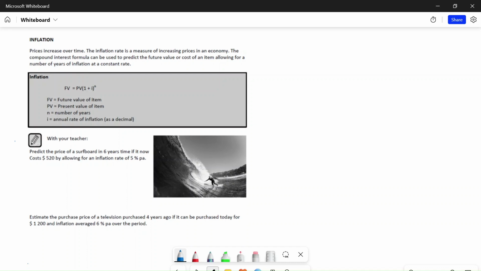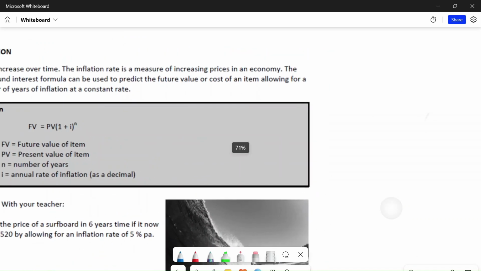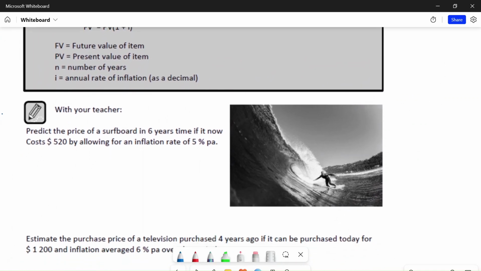We're going to do these ones on the finance solver. So we're not using the formula you can see on the screen in this video. We're going to use the finance solver. So this first one asks us to predict the price of a surfboard in 6 years' time if it now costs $520 at an inflation rate of 5% per annum. As usual, you can do these or use this video as you wish. You might want to try these questions before I do them, or you might just want to watch me do them, or maybe you want to watch me do one of them, then you try the other one, however you like.